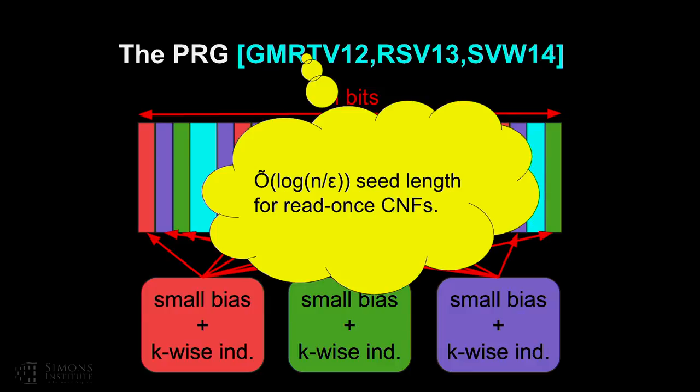Now this generator was originally developed by Gopalan, Meka, Reingold, Trevisan, and Vadhan. I hope I've remembered that correctly. And what they used it for is to develop nearly optimal pseudorandom generators for read-once CNFs. And then the later papers are just a tweak on the underlying pseudorandom generator with a slightly different analysis.